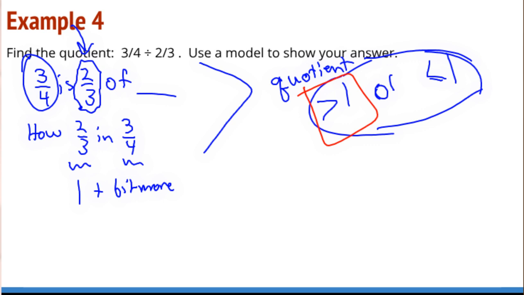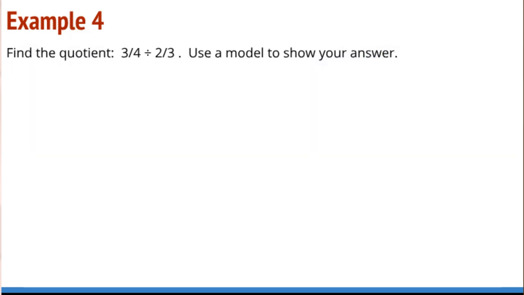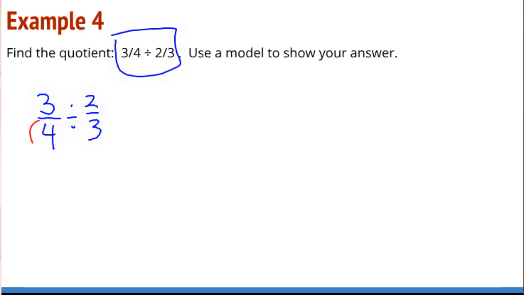Now, that's kind of just a little logic exercise thinking about quotients before we get started. As we look at 3/4 divided by 2/3, how is this different than the problems in lesson 3? And we should be noticing the denominators are not the same. So the question becomes, how can we approach this problem?